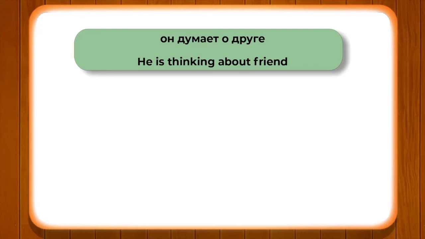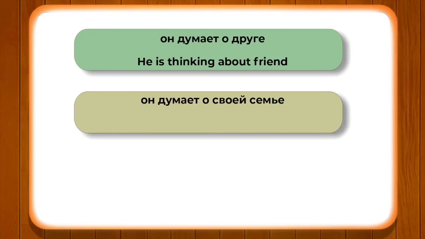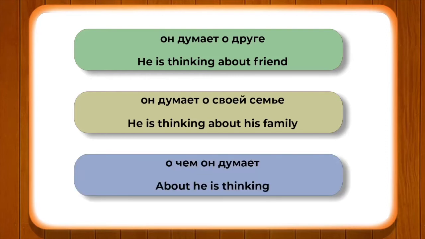Now, он думает о своей семье. He is thinking about his family. О чем он думает? About what is he thinking? So here you can also replace it with animate or inanimate, different types of nouns, so that you can have a fair idea how to use this verb in different conjugations. For example, in place of он, we can use о чем мы думаем, about what are we thinking. So we can use мы думаем об уроке, об уроке. So we are not saying о уроке, we are saying об уроке.